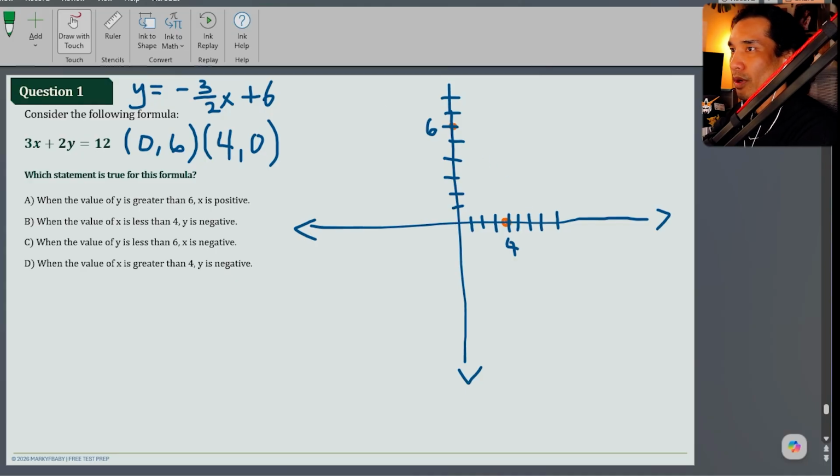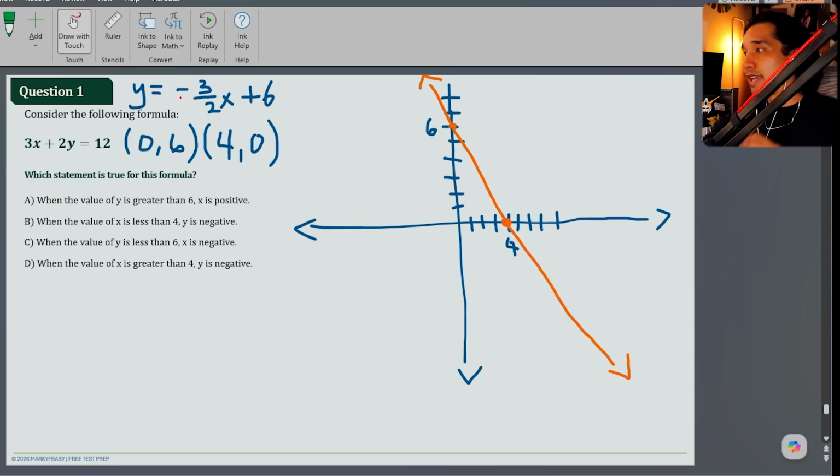Then what we're going to do here is hopefully make a straight line. Bam, straight line complete. Extend it a little bit more, and then we have a straight line. Perfect. So now that we have found our x and y intercepts and plotted them on our rough sketch, now we're going to test the answer choices.